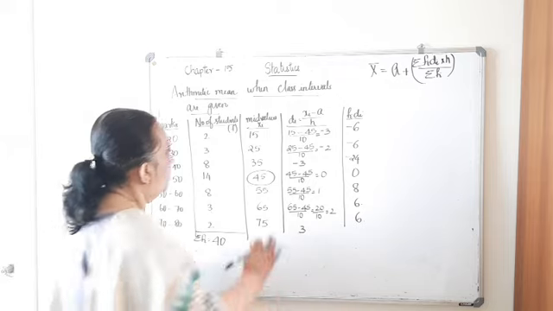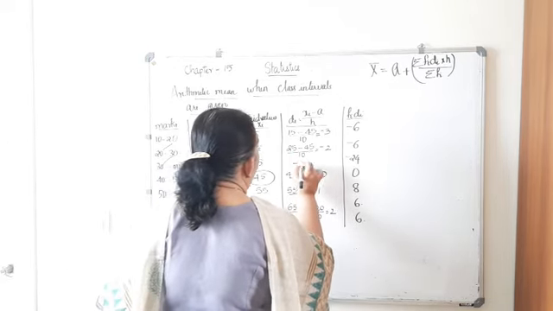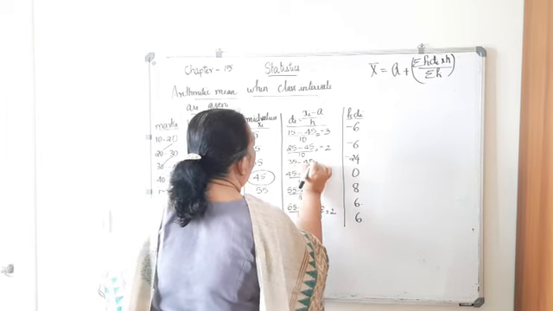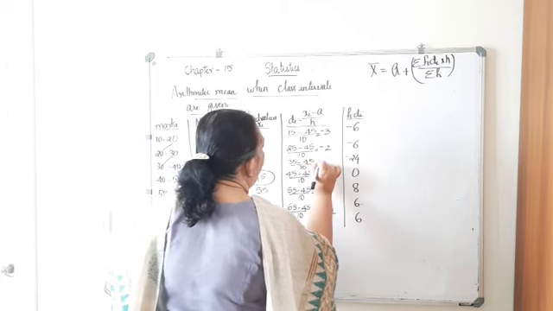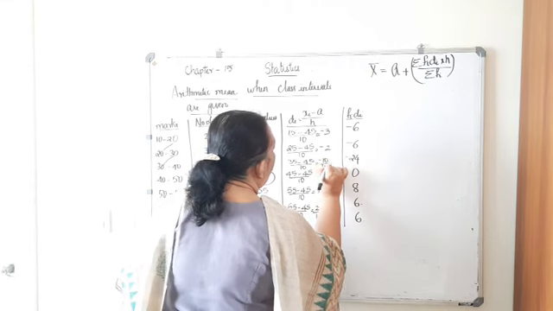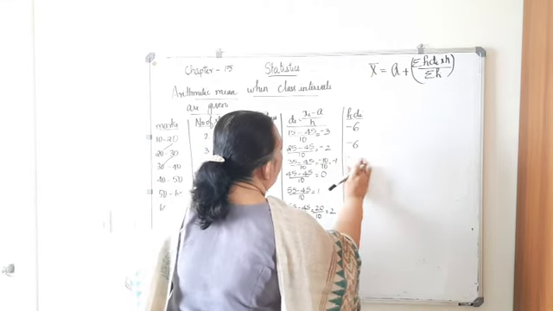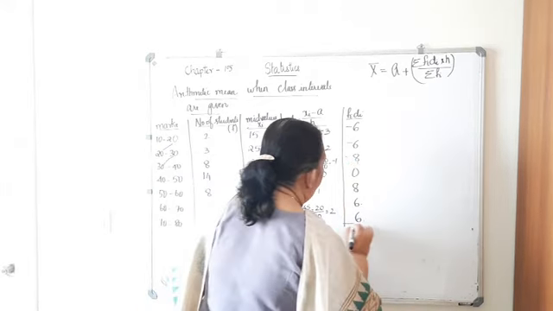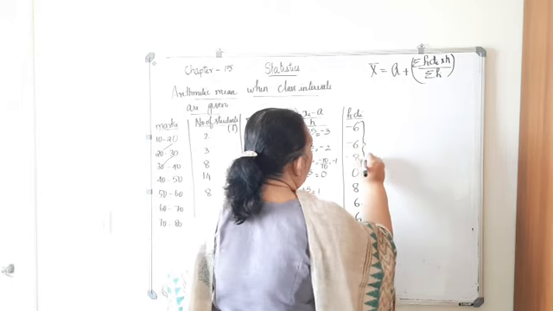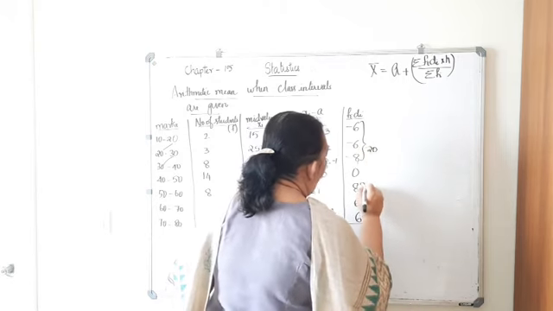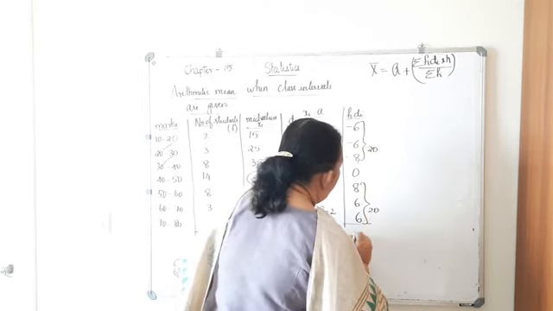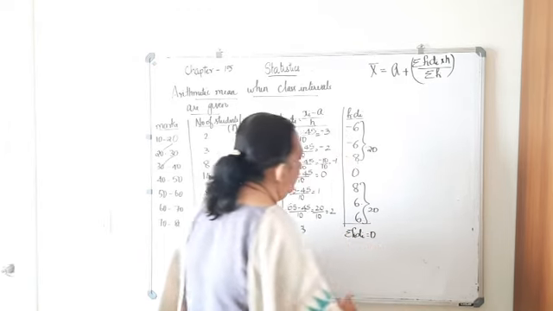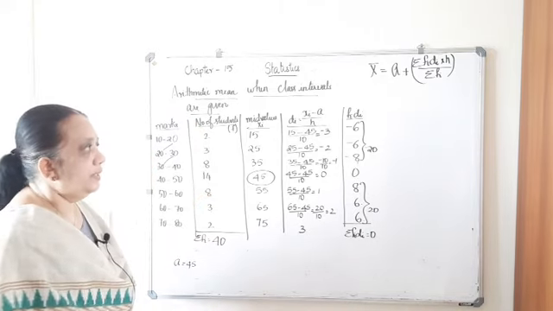Now here it is equal to minus 1. 35 minus 45 divided by 10 is equal to minus 10 by 10, which is equal to minus 1. So here it is equal to minus 8. Now you add together. When you add together, this is minus 20 and this is plus 20. So sigma Fi Di is equal to 0. Minus 20 plus 20 is equal to 0.